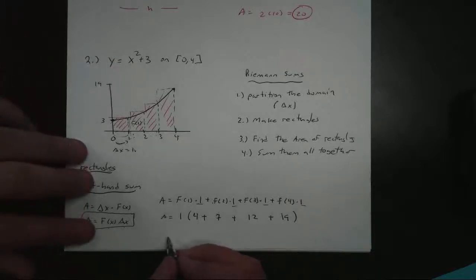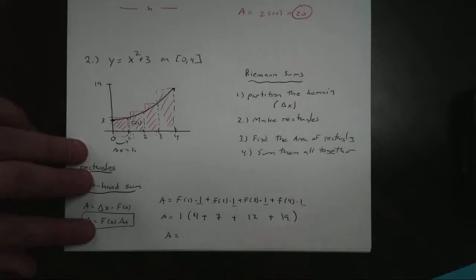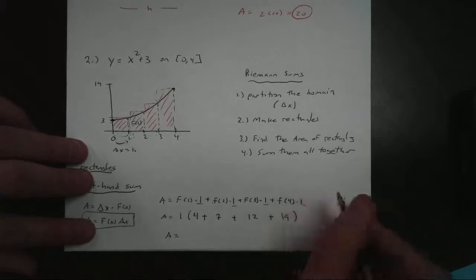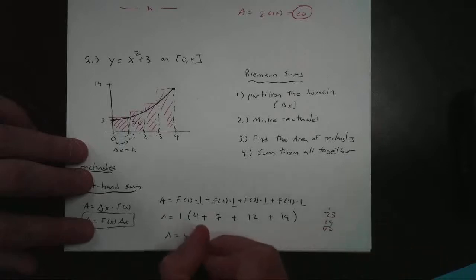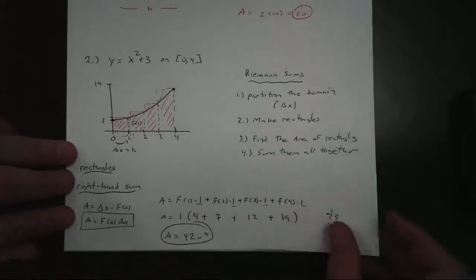And I'm just going to add those all up together and multiply by 1. That's 4 plus 7 is 11, plus 12 is 23, plus 19. Oh no, I forget what 23 and 19 is, so it's okay. Go off to the side here. 2, carry the 1, 42. So it's 42 units squared. So that's an approximation that it's going to be 42 units squared. Now that's a right-hand sum.